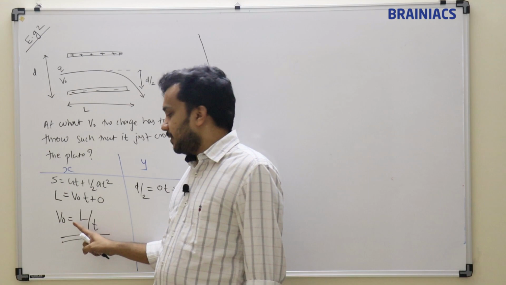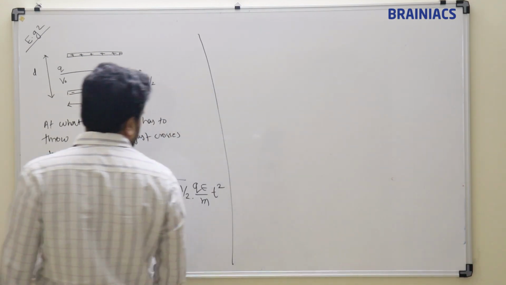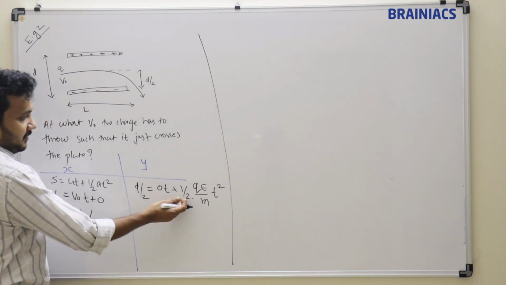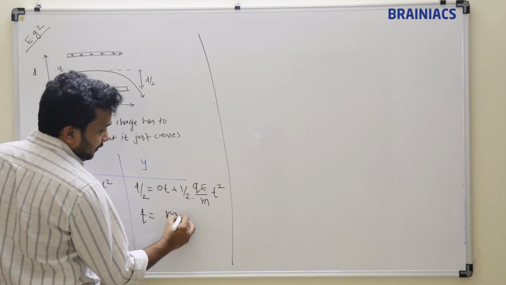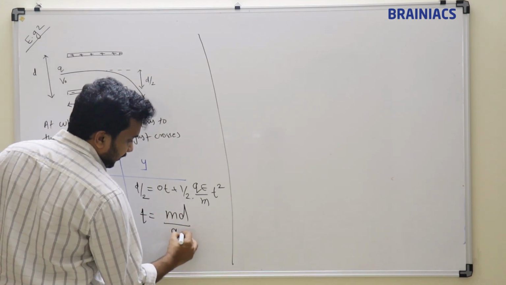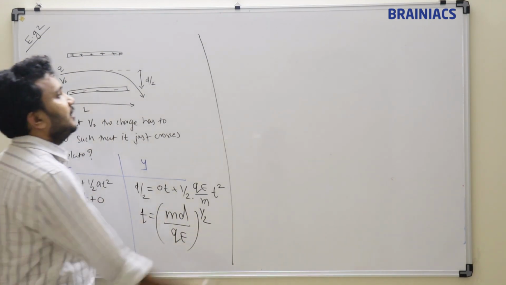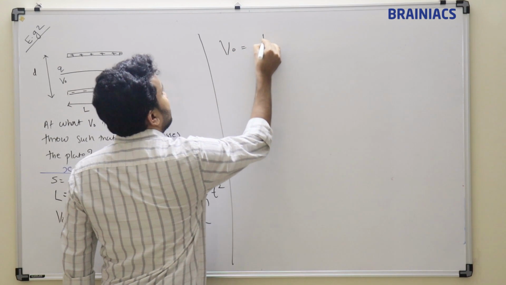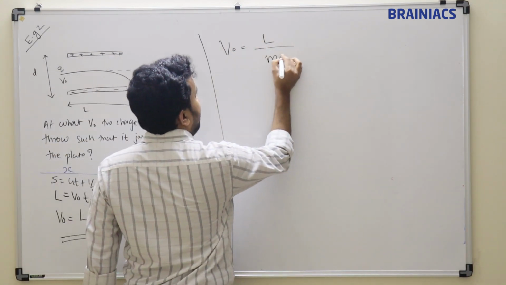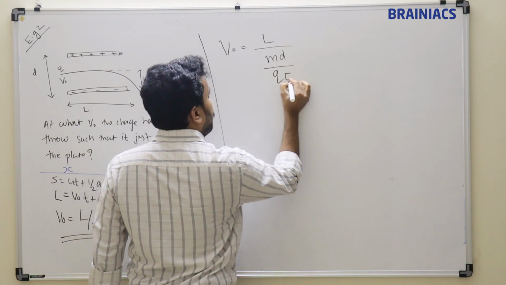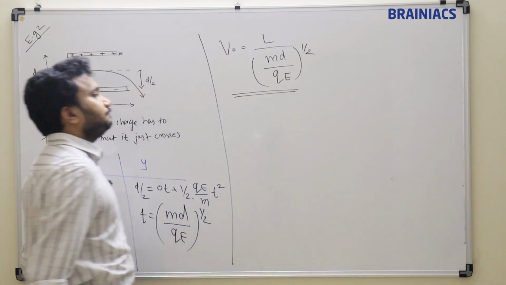So the answer should always be with the given parameters. Here we have to find T and substitute. The 2 is multiplying here, so the 2 will get cancelled. So T will be equal to the square root of MD divided by QE, that is, to the power 1 by 2. We'll substitute here. V0 is the minimum velocity required, L divided by T. T is (MD divided by QE) whole power 1 by 2. This is the answer for the question.